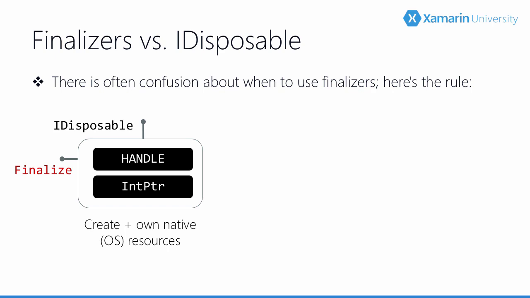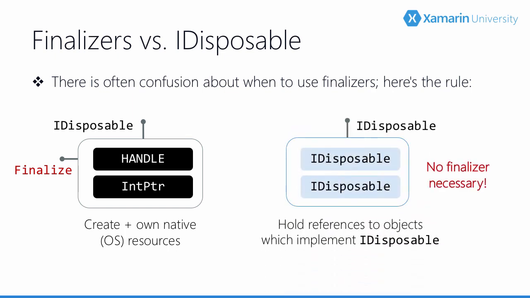So if it has a finalizer, then you should always have IDisposable to get rid of it in a more timely fashion. Now, if you've got resources that in turn implement IDisposable, then you should implement IDisposable, but you do not need a finalizer. Finalizers are only for native operating system things. You do not need one if the objects that you're holding onto are strictly managed, even if those managed types in themselves hold on to native things.